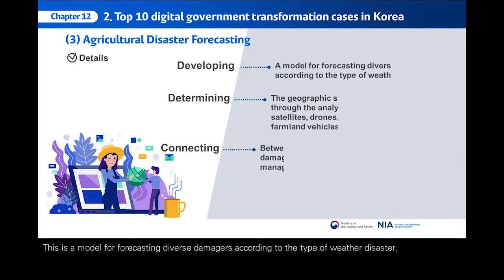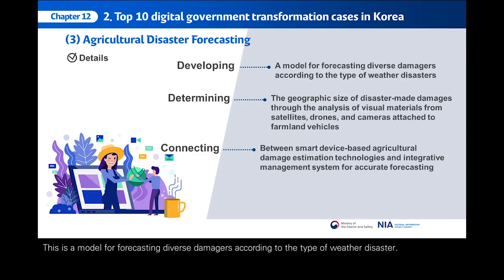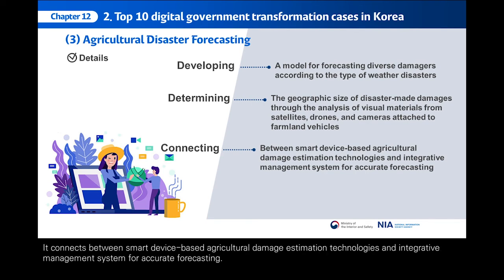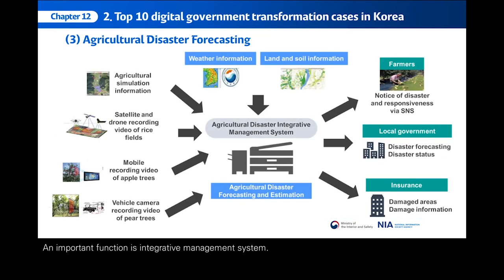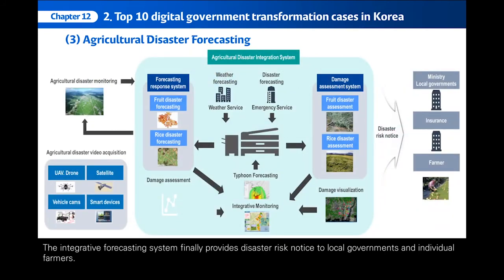This is a model for forecasting diverse damages according to the type of weather disaster. It connects smart device-based agricultural damage estimation technologies and an integrative management system for accurate forecasting. An important function is the integrative management system. As you can see, various sources of information and data are integrated. The integrative forecasting system finally provides disaster risk notice to local governments and individual farmers.